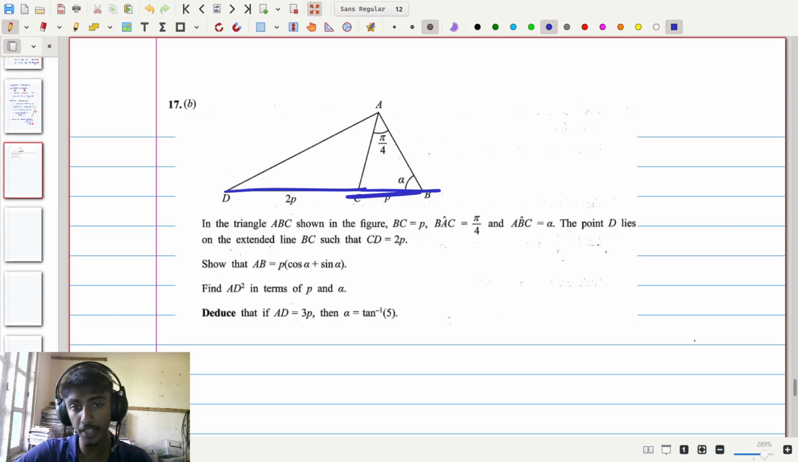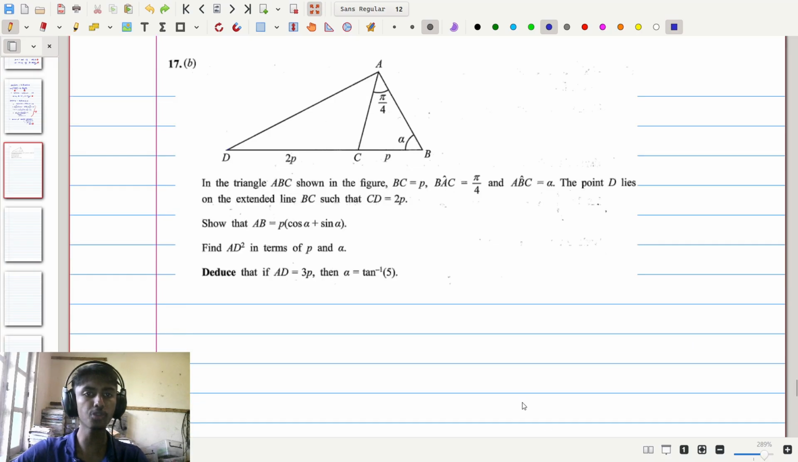Now given this information, we are asked to show that the length AB is equal to p times cosine of alpha plus sine of alpha. The question then says, find AD squared in terms of p and alpha, and finally asks us to deduce that if AD length is equal to 3p, then alpha must be equal to the tan inverse of 5.